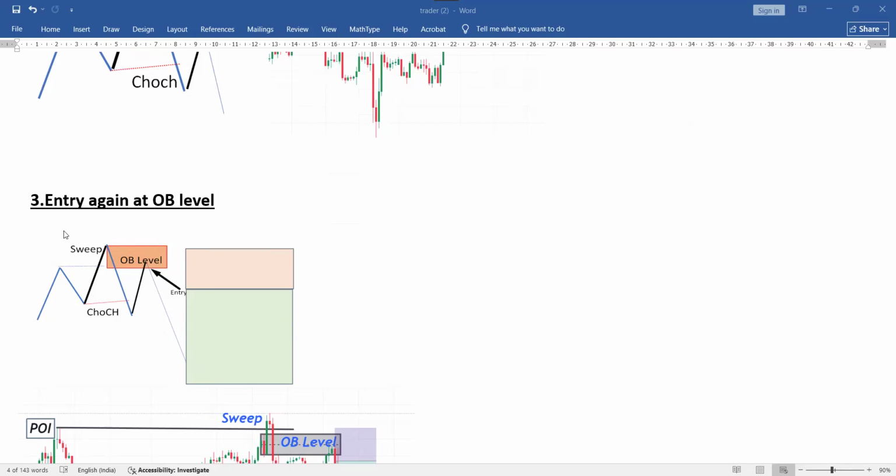What happened? This entry point, this OB level I marked. I will wait for the OB level, mark it and test it. Test means you need one bearish candle to appear, and only then take the entry. If you enter the trade, then you will buy. Okay, let me show you two or three examples, and I will show you in the running market also.